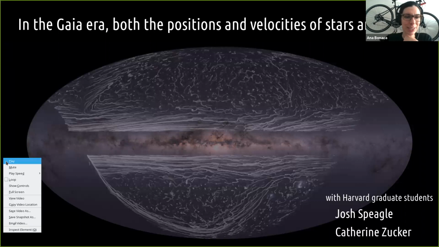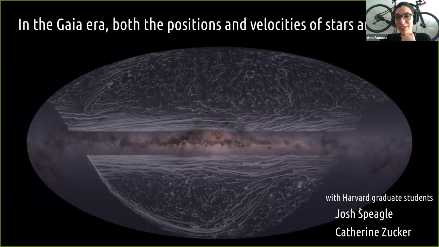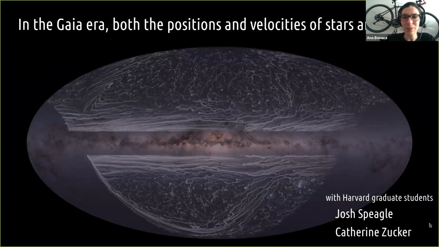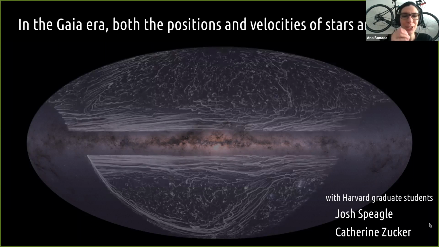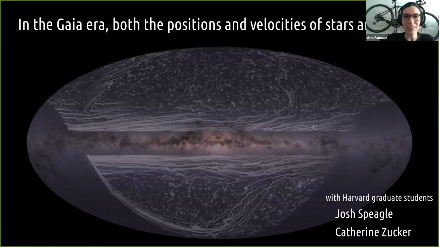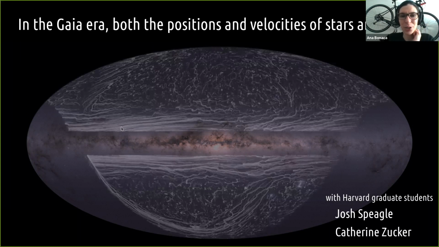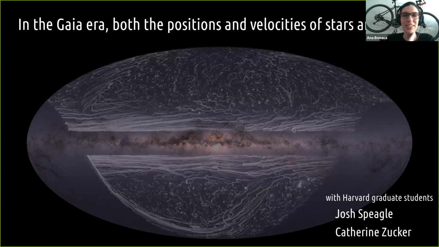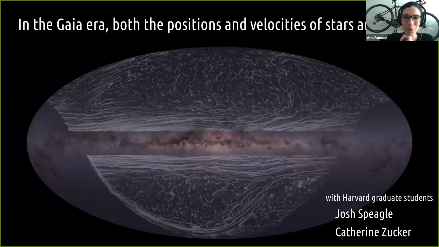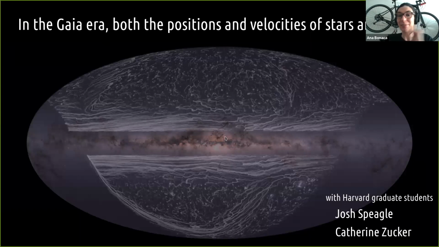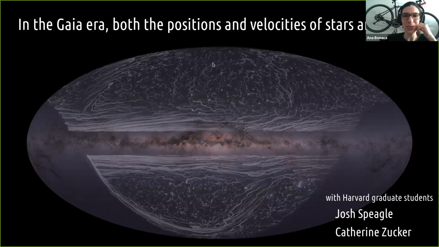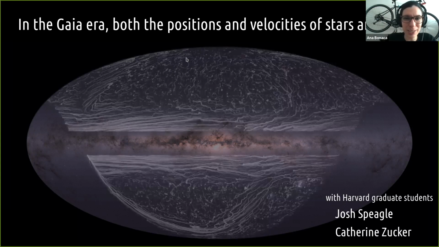And so this is a visualization made in collaboration with Harvard graduate students Josh Speagle and Catherine Zucker, who had taken a subset of these Gaia sources, calculated their distances, and got at the projected motions of stars in the plane of the sky. As you can see, close to the galactic disk, the galactic plane, stars are moving along the plane, which is exactly what we expect this galaxy to do. However, as we move away from the plane, more into the realm of the stellar halo, we see that the motion is more random.